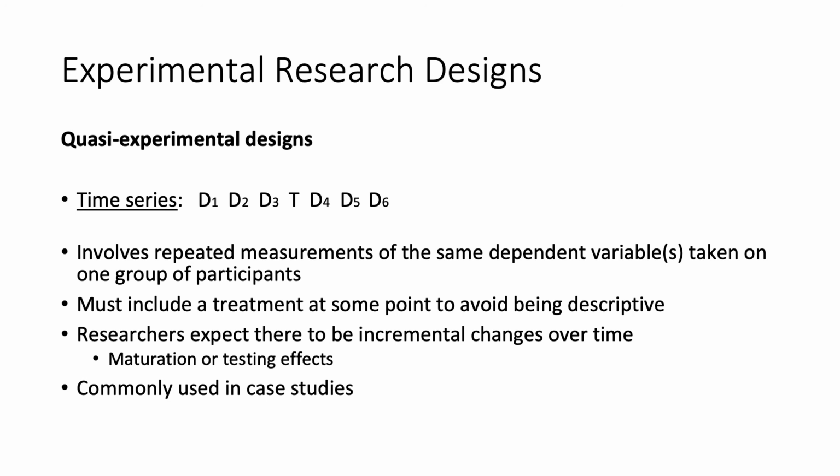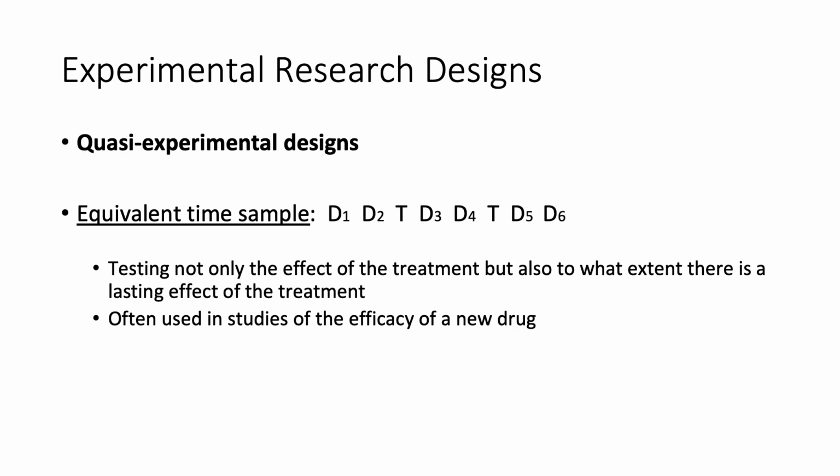This design is used when researchers expect there to be incremental changes occurring over time, which may be due to maturation or testing effects. Probably the most common way to implement a time series design is in case studies of single participants where repeated measures are recorded at regular time intervals. Equivalent time sample design provides a variation on the time series design where this design involves at least 2 applications of the experimental treatment among the periodic data collections. So this looks at testing not only the effects of the treatment, but also to what extent there is a lasting effect of the treatment. This type of design is often used in studies of the efficacy of a new drug.